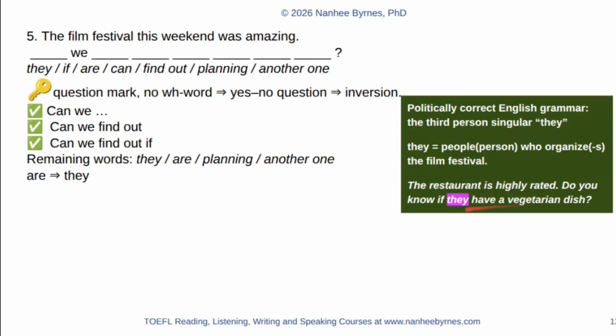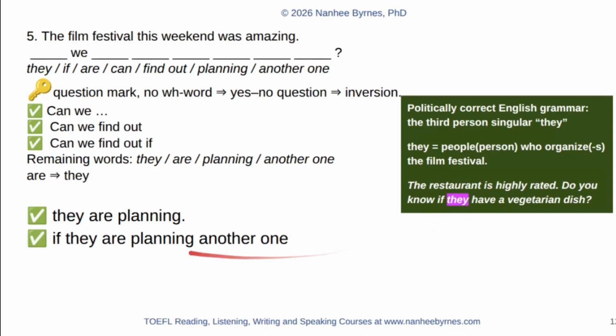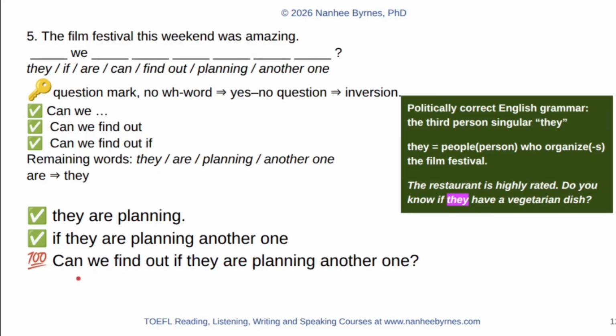Do you know if they have a vegetarian dish?" The verb phrase is "are planning." Planning what? "Another one" is the object of planning. So the embedded clause becomes "if they are planning another one." Putting everything together, the complete sentence is, "Can we find out if they are planning another one?"